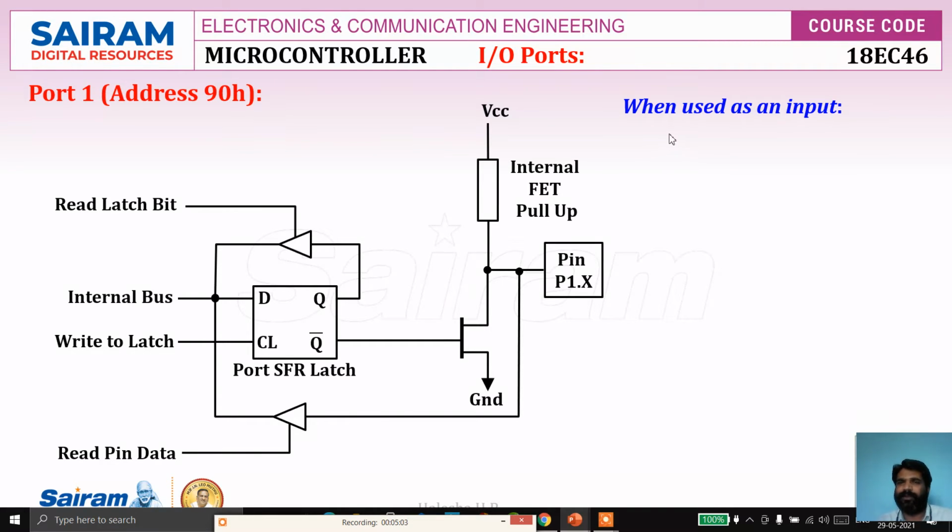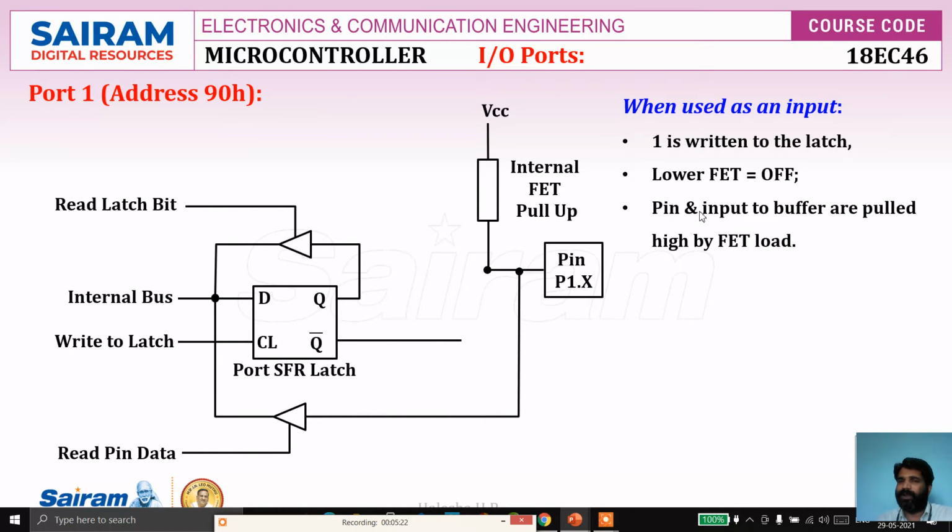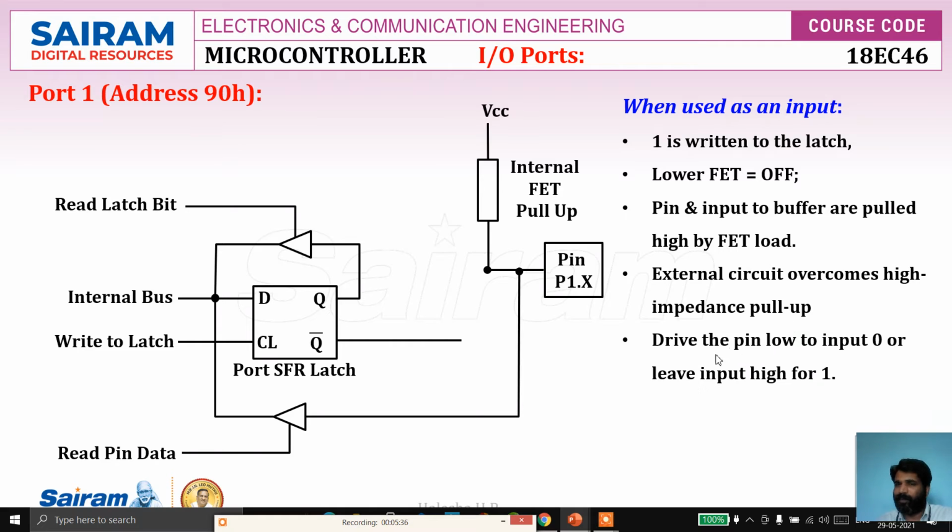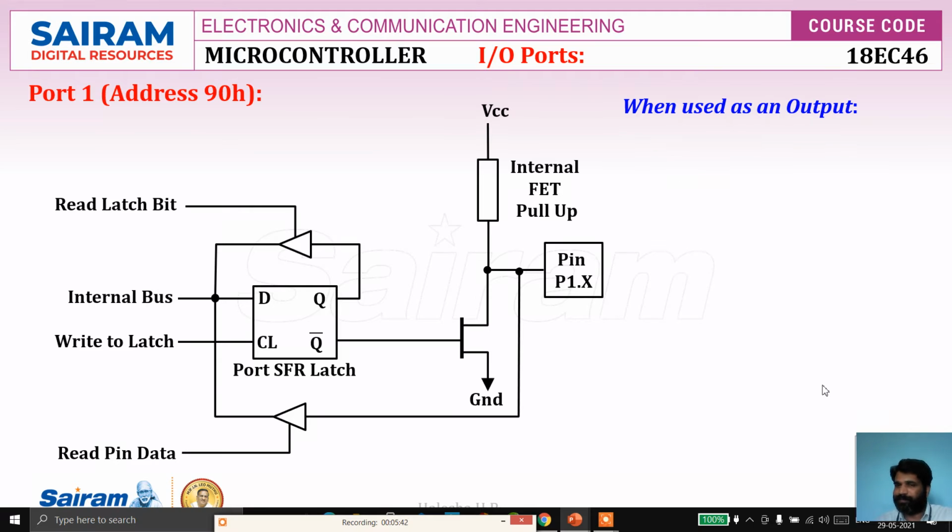Now let's verify when it is used as an input. Again, if the port pin is to be used as an input, 1 must be written to the latch. When 1 is written, I mean D is equal to 1, Q is equal to 1, Q bar is equal to 0, the lower FET is off. When the lower FET is off, through the pull-up, the pin and input buffer are pulled high, I mean through this pull-up resistor we make this 1. So the external circuit overcomes the high impedance pull-up. Drive the pin low to input 0 or leave it for input high.